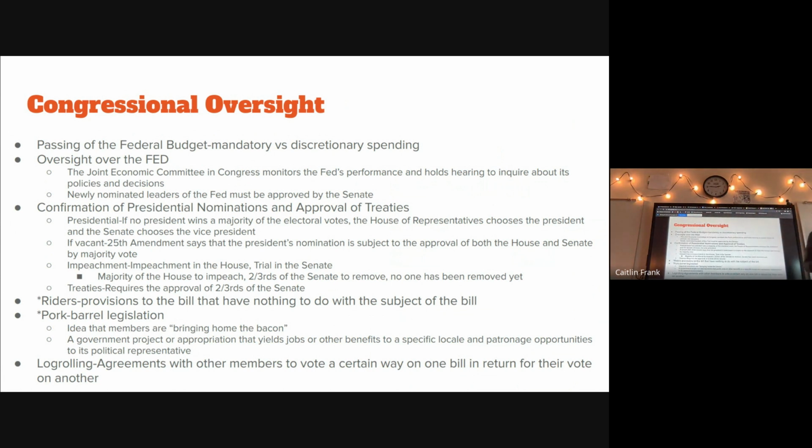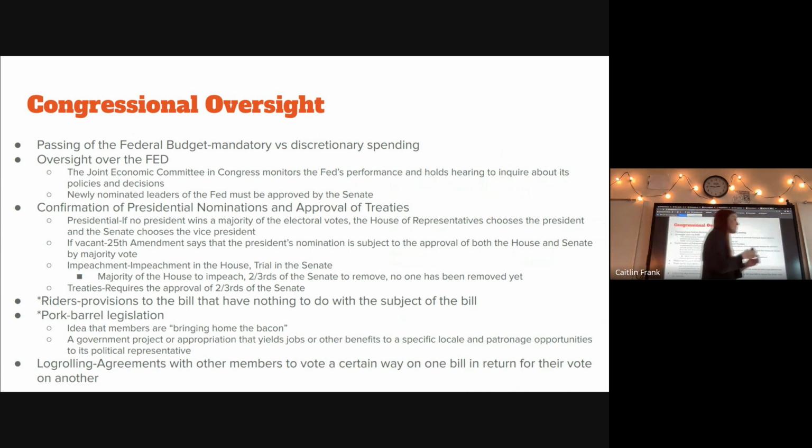Again, an important check. Also, approval of treaties. An official treaty with a foreign country that a president negotiates has to be approved by 2/3 of the Senate for it to be an accepted treaty, which is why the League of Nations never went through after World War I. Now, to end the congressional side, I have some very commonly talked about random definitions.